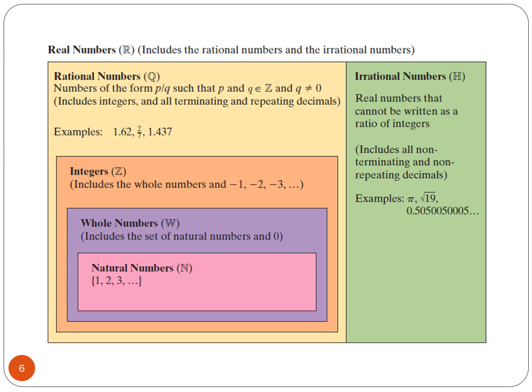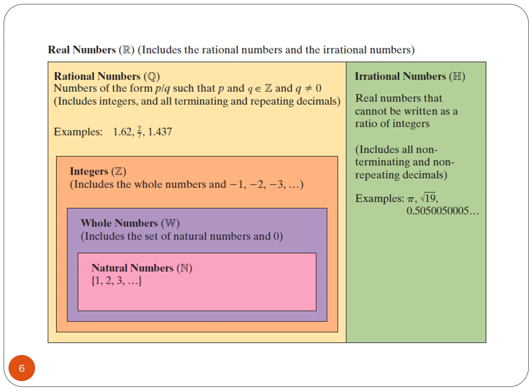These numbers continue. Now, a rational number, as we said before, is any number that can be written as a fraction. There are many examples. For example, 1.62 is a rational number. You can think of this as 162 divided by 100. 2 over 7, 1.437. These are all examples of rational numbers.